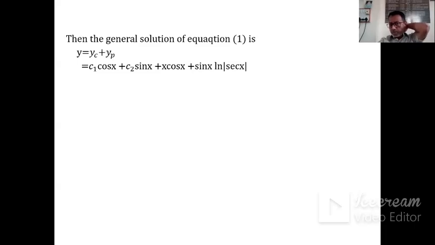Therefore, the general solution of this equation 1 is y is equal to yc plus yp, and this is equal to c1 cos x plus c2 sin x plus x cos x plus sin x log of absolute value of sec x. We have seen the theory of how to find the solution of the non-homogeneous linear differential equation of second order with variable coefficients by the method of variation of parameters. And also we have seen one example.